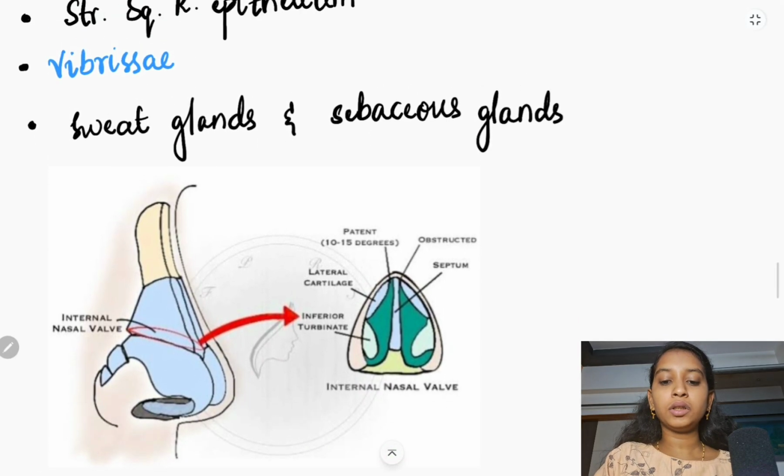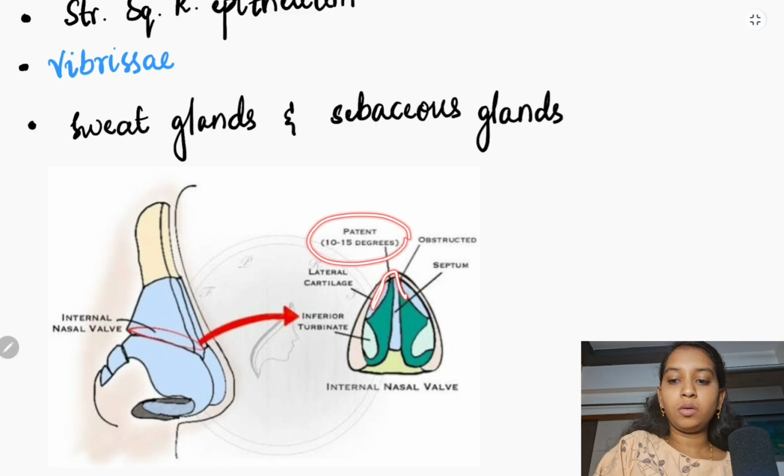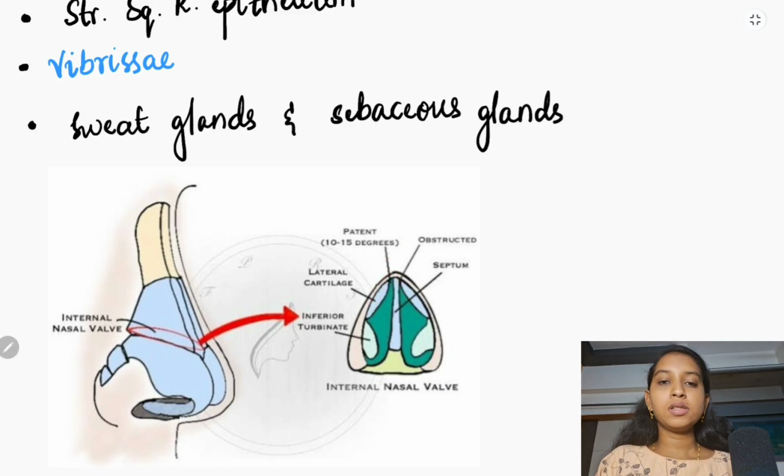It is important to know the boundaries of the internal nasal valve: medially bounded by the nasal septum, laterally by the inferior turbinate, in the base by the floor of the nose, and in the upper part it has the lower border of the upper lateral cartilage. The angle present here is very narrow, only 10 to 15 degrees, so even a mild blockage in this area can lead to significant breathing problems in the patient.